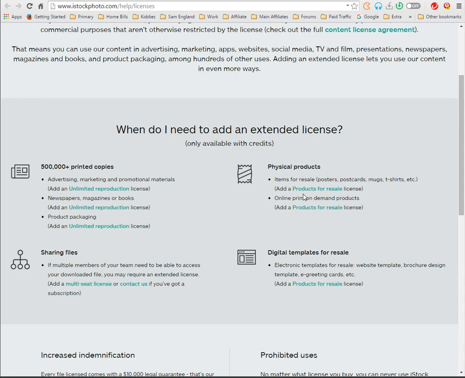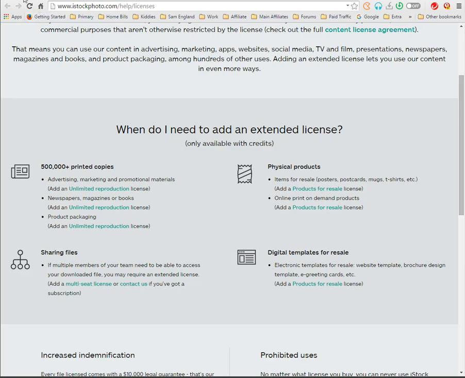If you do, it could be a $10,000 per infraction fine to you. And I can't emphasize enough how important it is to get this right. There are people out there telling you right now that all you need is a standard license with your coloring book or with any book you do. And the fact is, if you're going to iStock Photo, you have to have a products for resale license in order to use these images in your coloring books.